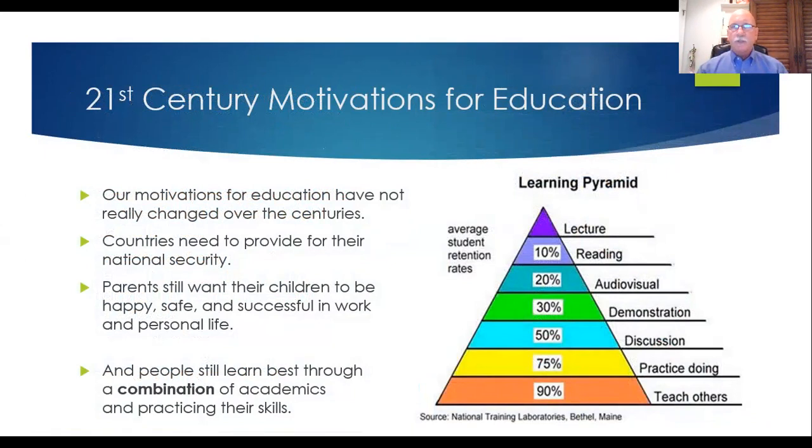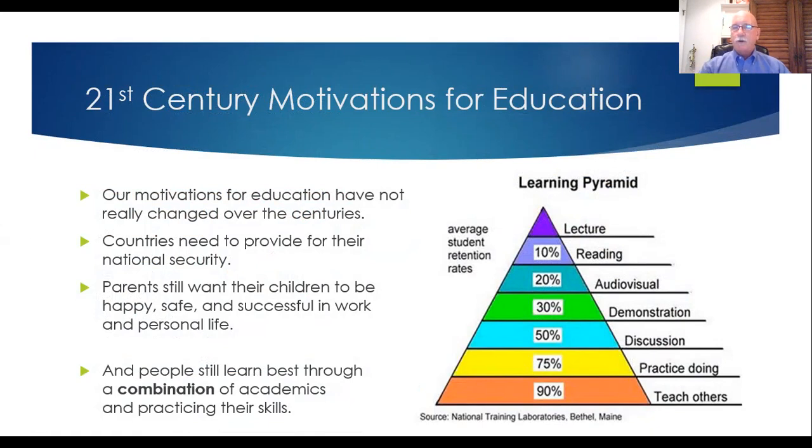So in the 21st century, in modern times, our motivations for education really haven't changed that much. Things are a lot more modern now, but we still need to provide for national security. We need to provide food. We need to do our best to make our children successful and have a personal life and have a work life that is good and be happy and safe. But people learn best through a combination of academics and a combination of vocational type training.